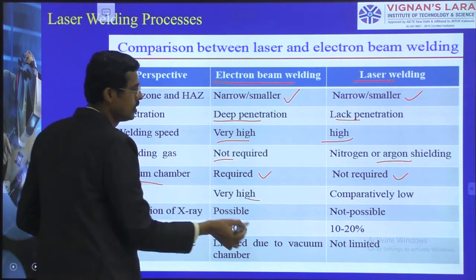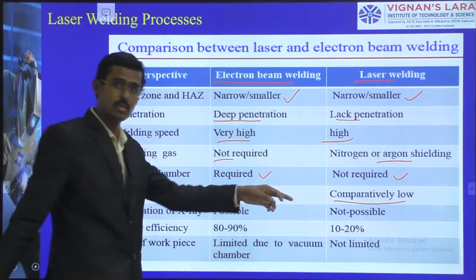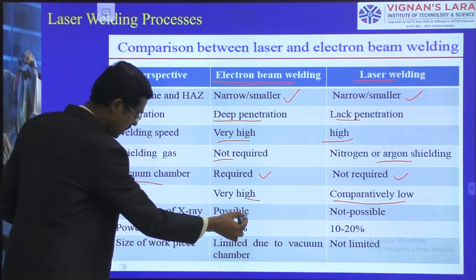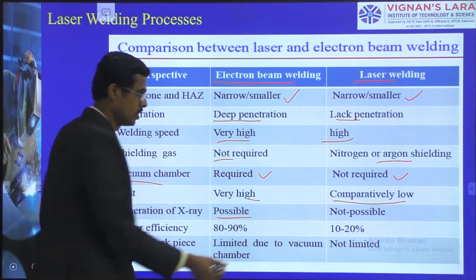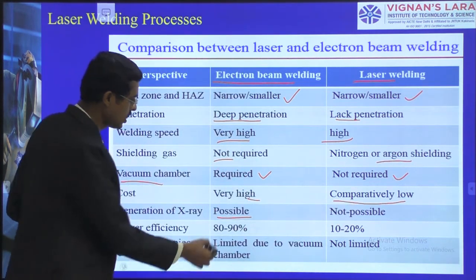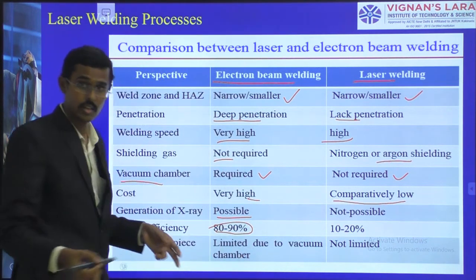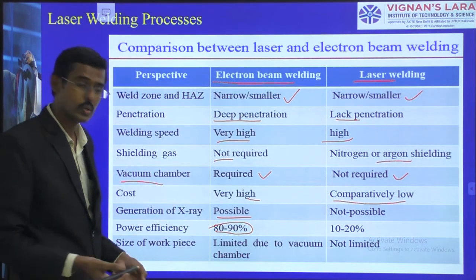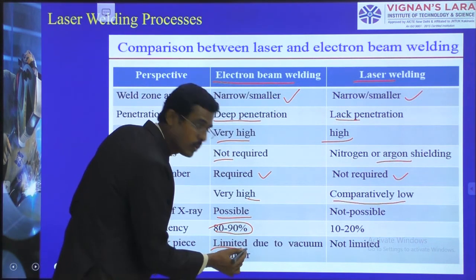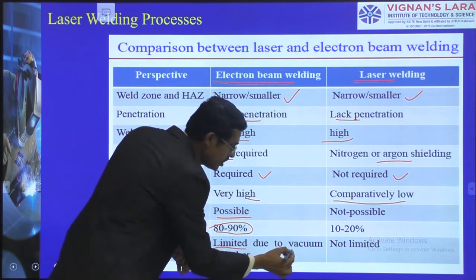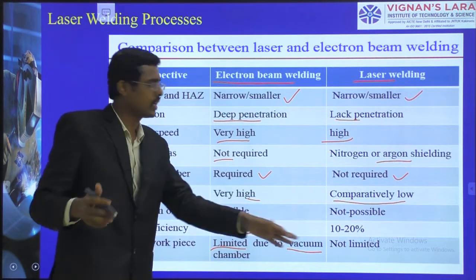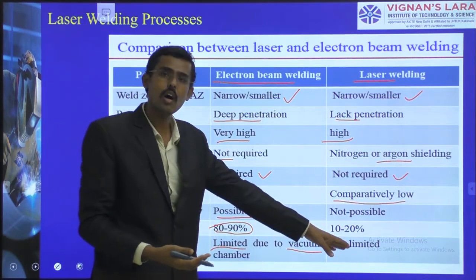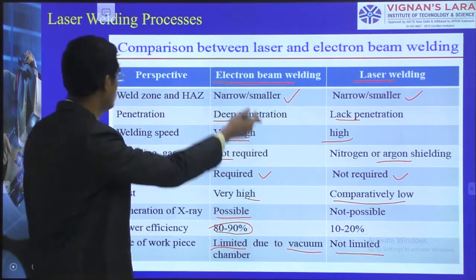Cost: it is very high. Laser is comparatively low, but it is also high. Laser as compared to EBW is very high. Generation of X-rays: yes, it is there in electron beam. In laser, X-rays are not possible. Power efficiency: here 80 to 90% power efficiency is there, but here only 10 to 20%. The size of workpieces is very limited due to the vacuum chamber, the box, the vacuum room, so the size is very small. But here the machine can run throughout. We have roller setups, therefore it is not limited. So this is a simple comparison.